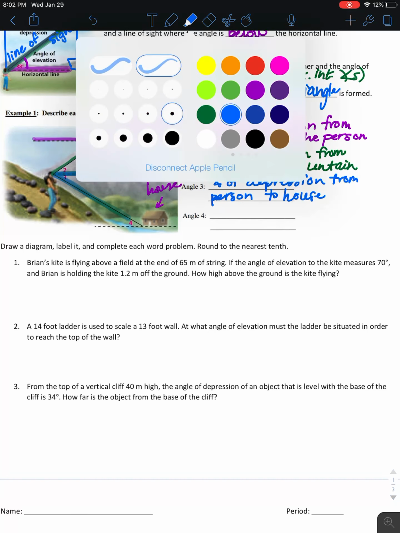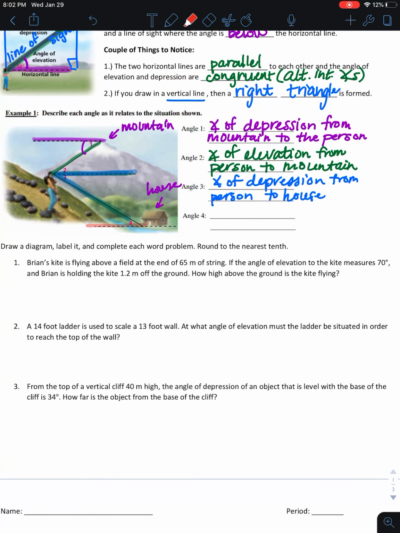Lastly, angle 4. So that's going to be formed by this horizontal and this line of sight. As you can see, it's above the horizontal, so it's going to be an angle of elevation from the house, so starting at the house, to the person.